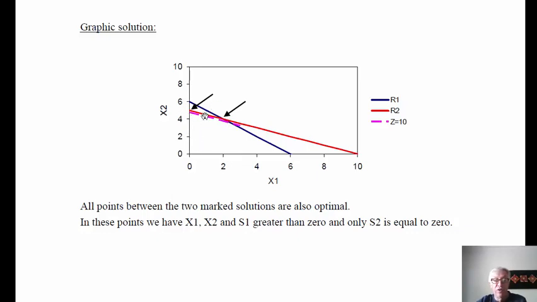Nevertheless, these solutions in the middle of these two points are not basic solutions. We can see it clearly because, for example, a point here will have coordinates x1 and x2 different from 0. Also, since you are far from restriction number 1, s1 is also different from 0. So in these points, we have 3 variables different from 0 and only one equal to 0. So these points are not basic solutions.